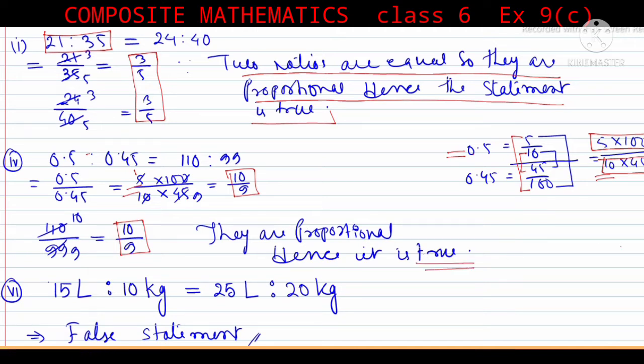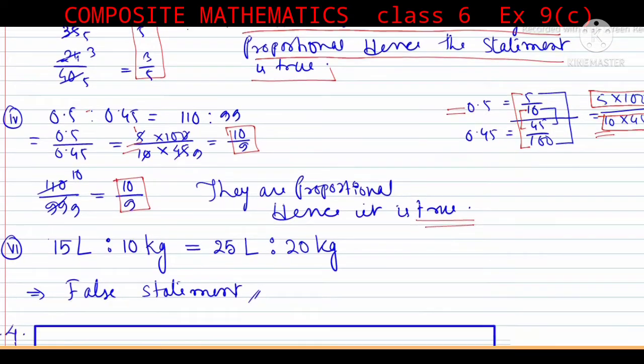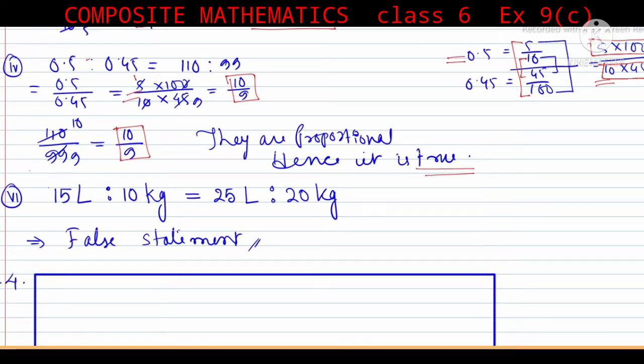Now we will take another question, question number 6. Now see here, this is important because you see units are different here. Since units are different, in ratio unit cannot be different, so they are not in proportion and the statement is false.